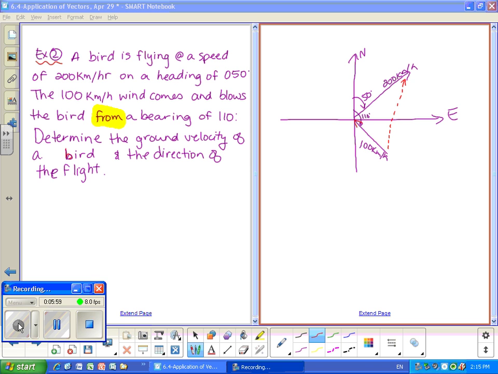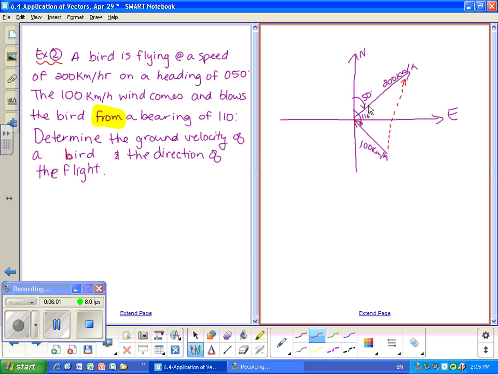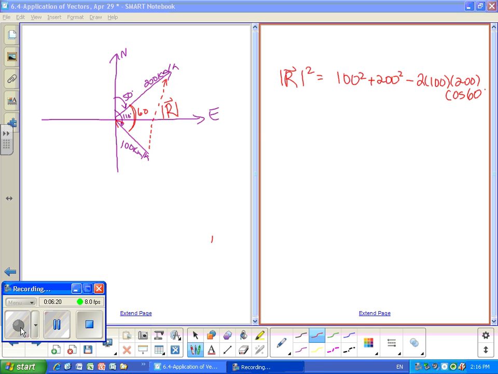So if we're going to find something inside the triangle, like maybe this angle, can we figure out what that is? It's 60. Good. Because we went 110, but we can take away that 50 that we already knew. So the inside is 60. If you have two sides contained by an angle, what can you use? You can use cosine law. So that would be your cosine law, and you should end up with that as your magnitude of the result.